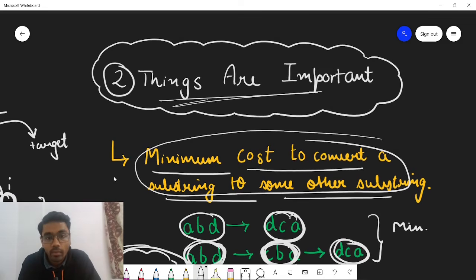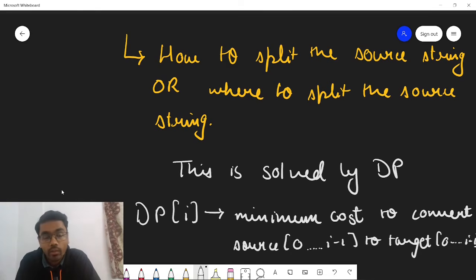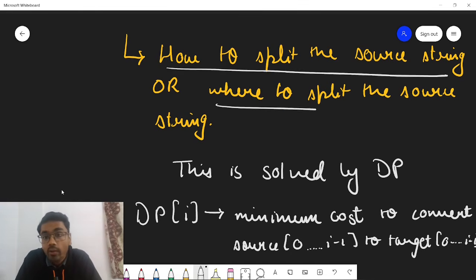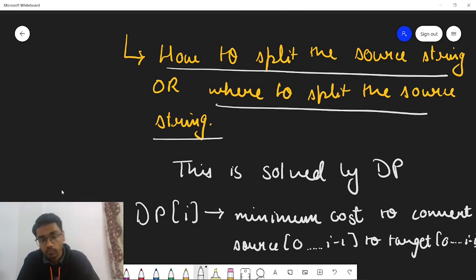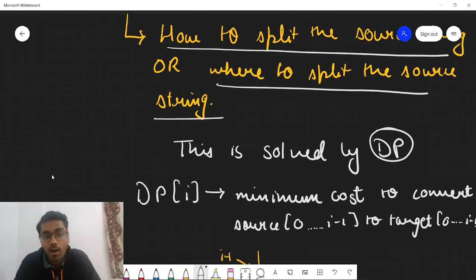So what is the second important thing? Let us see now. The second important thing is how to split the source string, or where to split the source string. Now this problem can be solved by DP. This is actually a hard problem because it uses both of the hard concepts in one particular question.